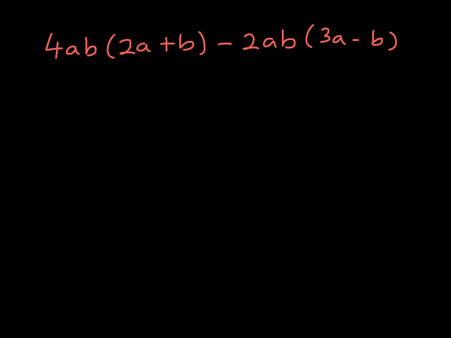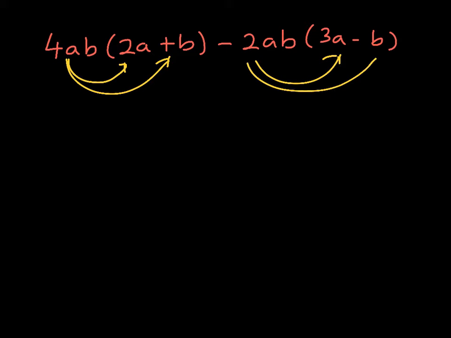So 4ab into 2a plus b minus 2ab into 3a minus b. We want to first distribute what is outside the bracket to the contents of the bracket, and then we'll simplify from there. So this is expand and simplify. Remember 4ab is a product of several factors, so you don't want to miss out any of the factors.